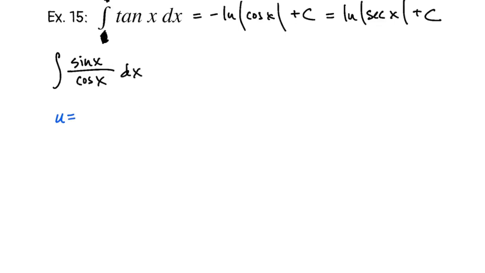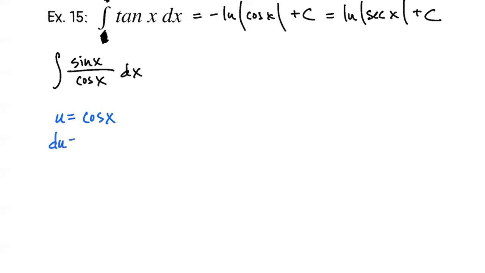What would be a good choice for the u in this case? Oh, you already beat me to it. Cosine x. Okay. We've said some clues about what's a good u: underneath a square root, in a power, but also the denominator is a good choice for the u sometimes as well. Okay.